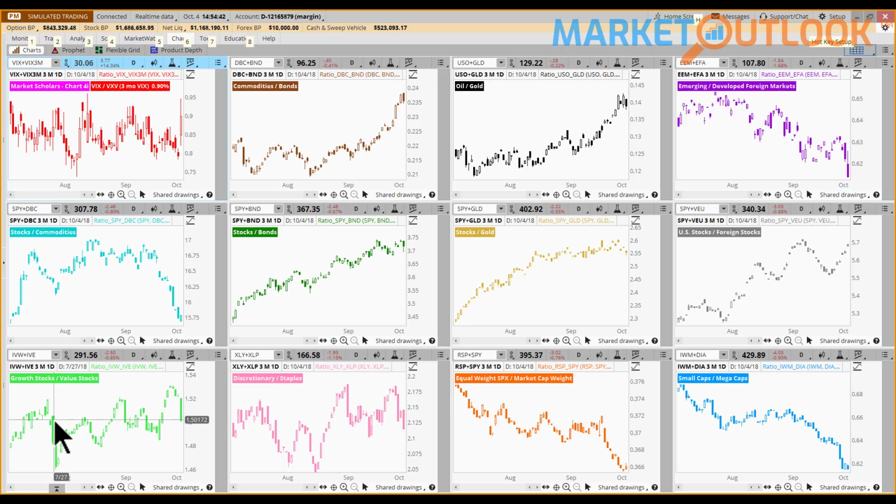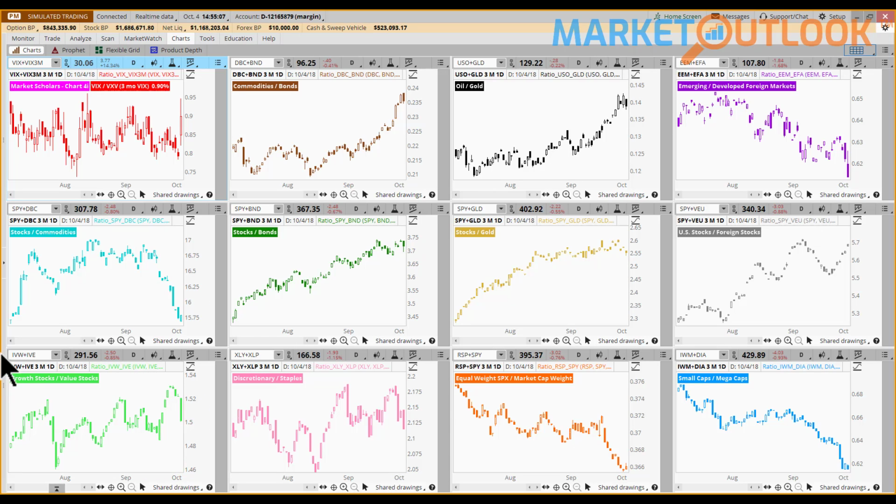You'll also notice over here, lower left in that green chart there, that's the growth stocks by value stocks ratio chart. And growth stocks had been leading this market up, but notice how ugly that candle was today to the downside right there. And what that's telling us is that value stocks vastly outperform growth stocks as of today alone. And remember, that's not necessarily the best thing.